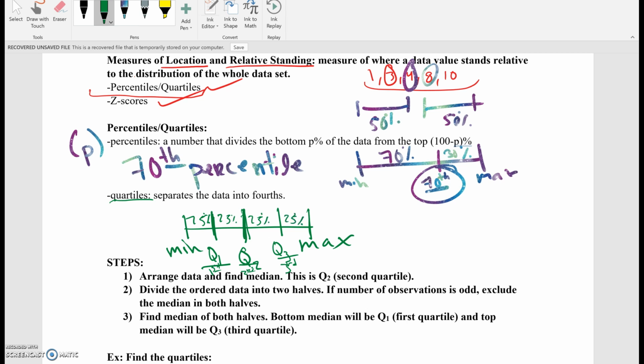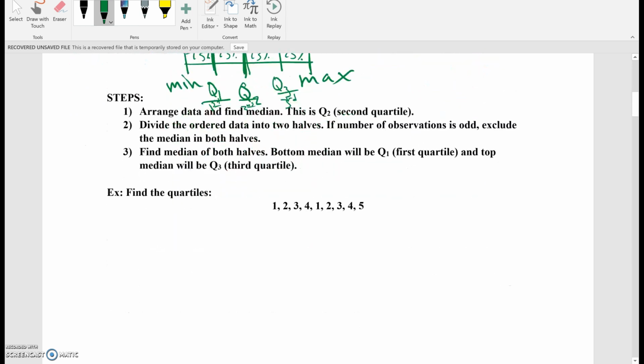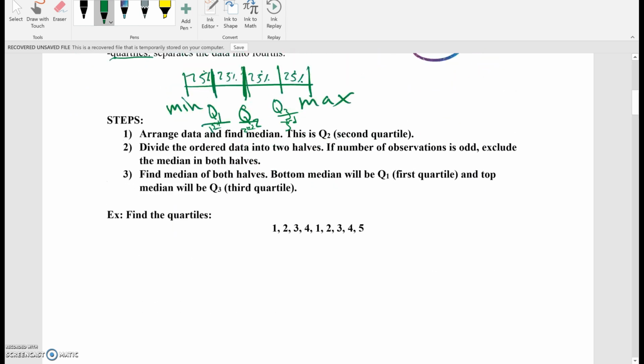Okay, now let's go ahead and do an example. I wrote down here a couple steps on how to find the quartiles. So the first thing that you want to do is arrange your data and then find the median. Your median is going to be your second quartile. Then divide it into two different halves. If the number of observations is odd, exclude the median in both halves. Okay, if it's even, then you don't need to do anything because it's already going to be split. Then find the median of both halves. Bottom median will be Q1, top median will be Q3. So very, very simple way to solve this problem.